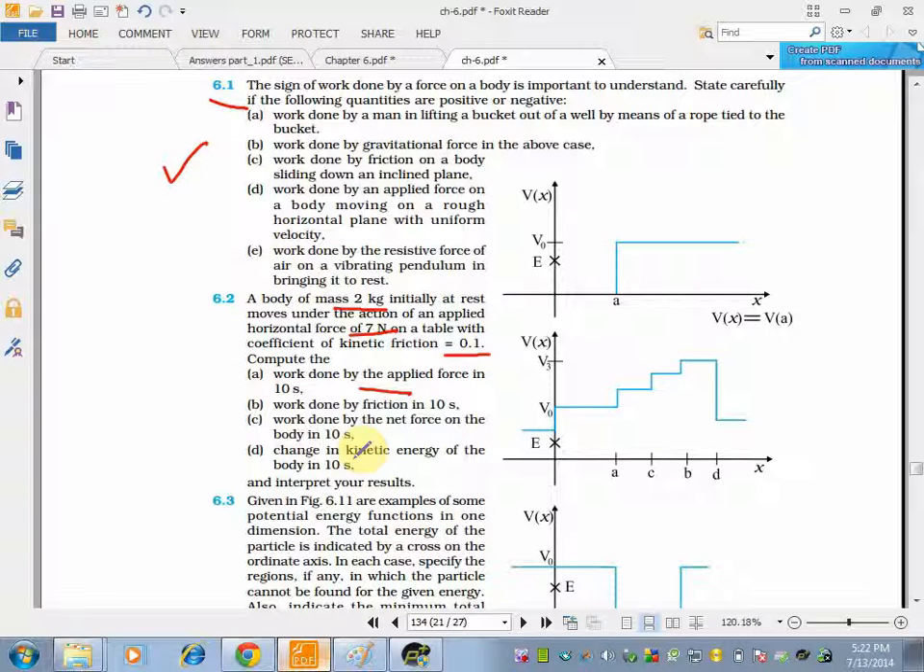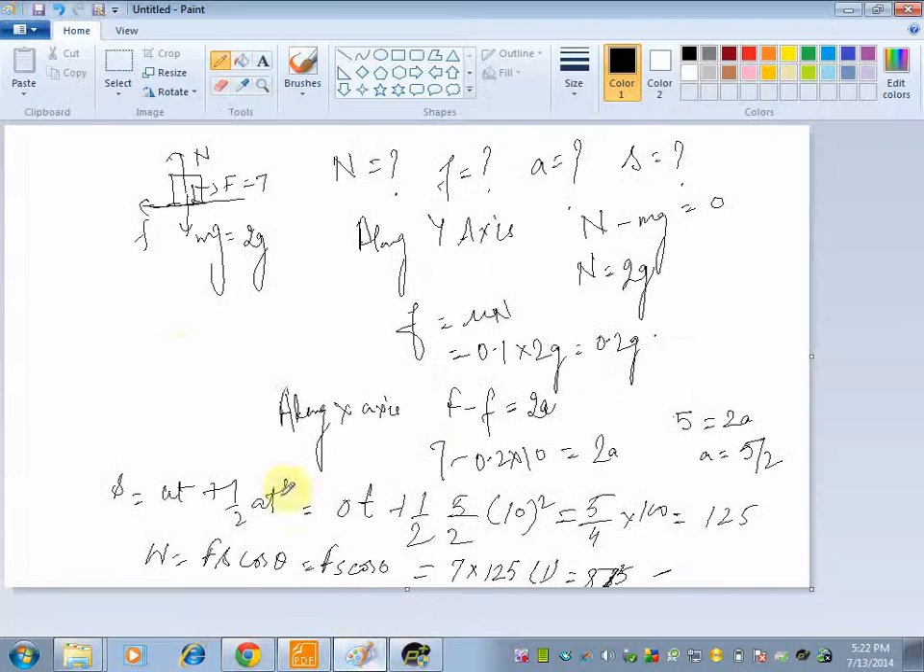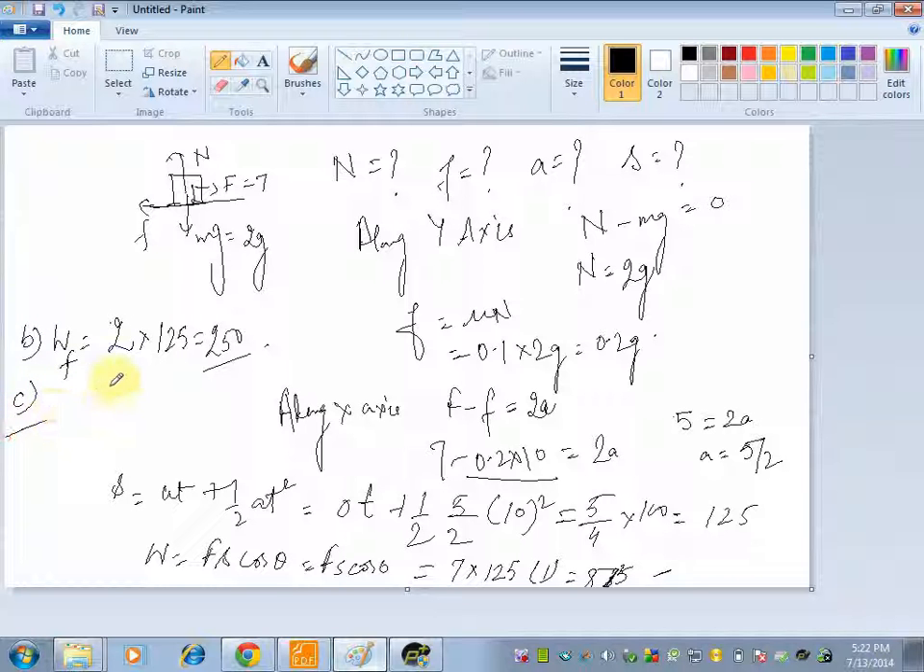Now we have to find out the work done by friction in 10 seconds. As the displacement is the same, so friction force, I know that, again taking this value of f, that is 2 into 125 was the displacement, so it is 250. That's the work done by friction force. This is the B part.